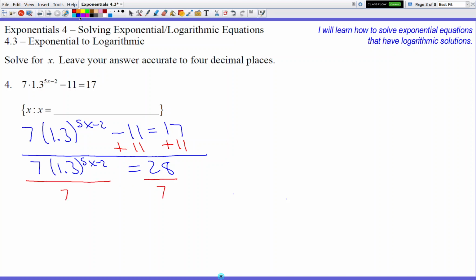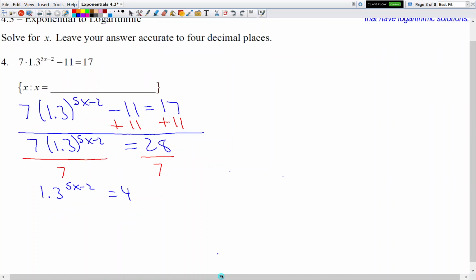And then we're going to get 1.3 to the 5x minus 2 power equals 4. Okay, and this turns out to look just like the previous problem we just came from, right? So let's say I need more space. So we're going to change form. So 1.3 is my base, 5x minus 2 is my exponent, 4 is my answer.